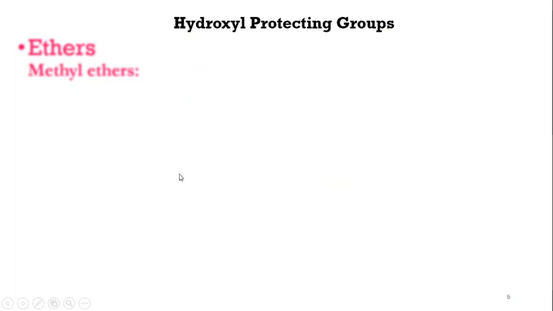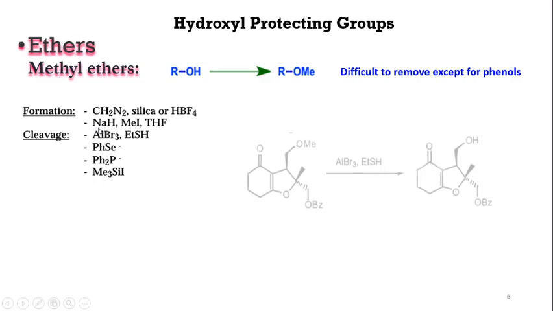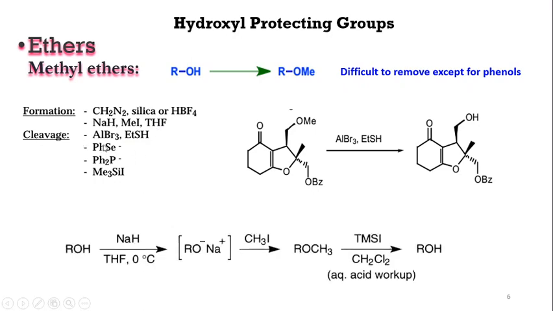Now let's start with ethers. First, methyl ether. In case of methyl ether, the OH can be converted into methyl ether by using diazomethane or NaH in presence of methyl iodide and THF, and it can be deprotected by means of Lewis acid or this type of reagent. This reaction has one drawback, because the deprotection cannot be easily done except for the phenol.